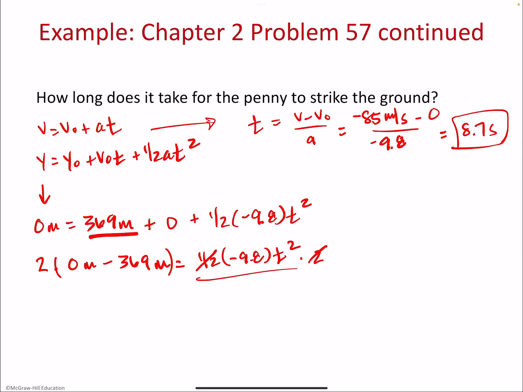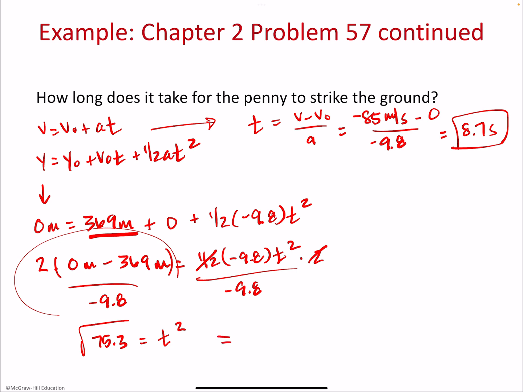Divided by negative 9.8. So you have 2 times negative 369 divided by negative 9.8. So right now, if I just do this math right here, I have 75.3-ish equals t squared. So what do I have to do? Do the square root of that, which is 8.7-ish seconds again.